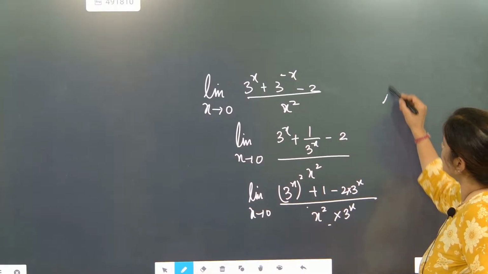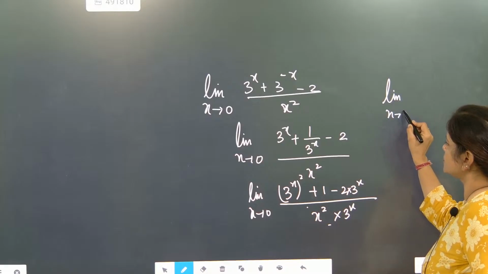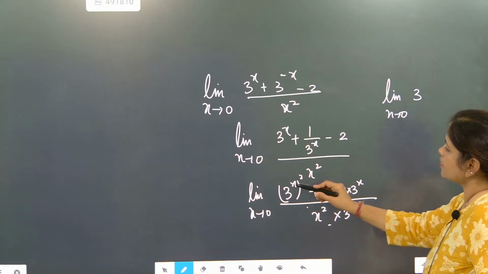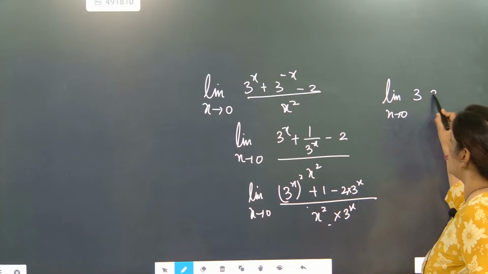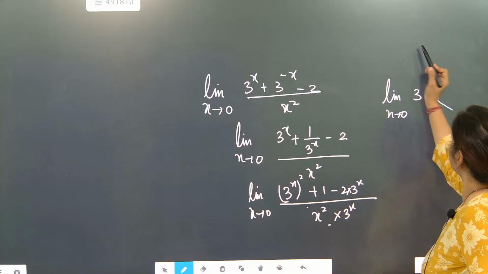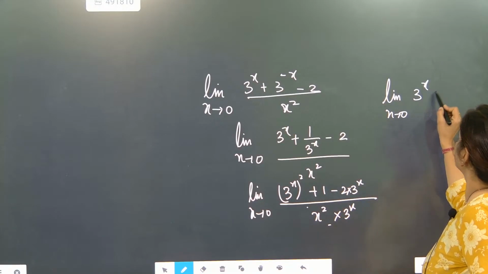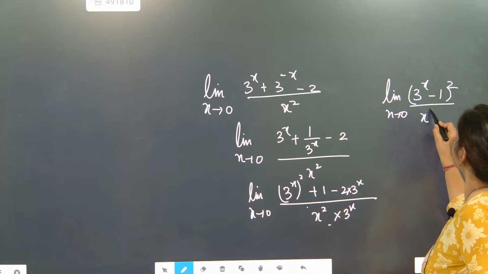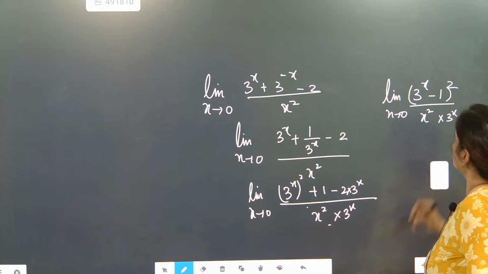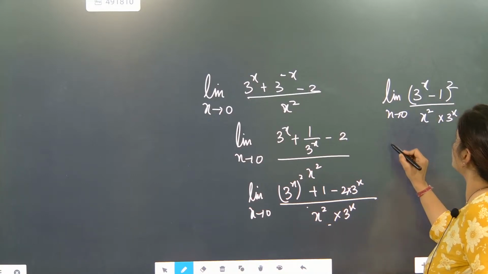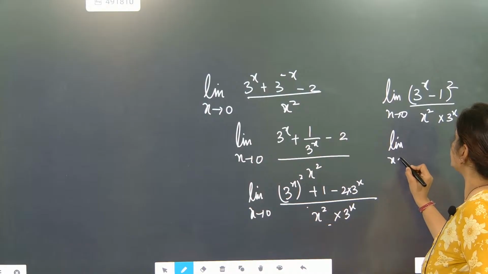Okay, so now here it will become limit x tends to 0, 3 to the power 2x is there. So that means it will become what? A plus b whole square formula, a minus b. So 3 to the power x minus 1 will come. 3 to the power x minus 1 whole square by x square, okay, into 3 to the power x is there. So here this format will be totally coming as limit x tends to 0.